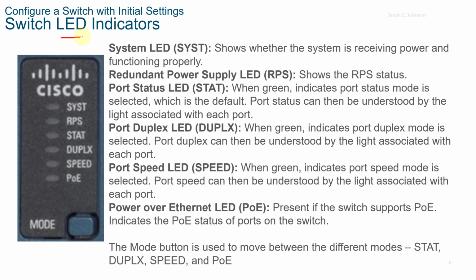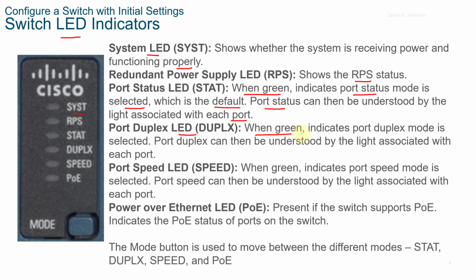The switch LED, light emitting diode, indicators show the system is receiving power and functioning properly. That's the system LED. The RPS, or redundant power supply, shows the RPS status. The port status, when it's green, indicates the port status mode is selected, which is the default. The port status can then be understood by the light associated with each port. The port duplex LED, when it's green, indicates the port duplex mode is selected, and port duplex can then be understood by the light associated with each port.